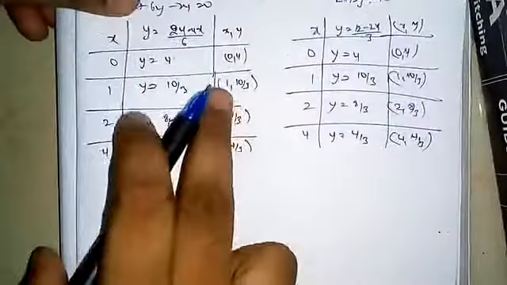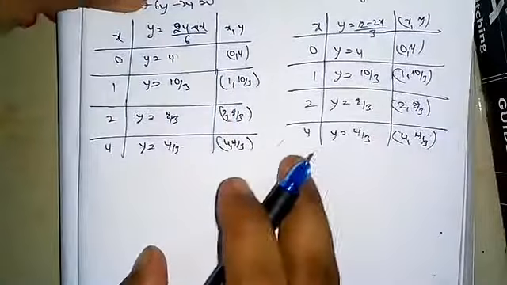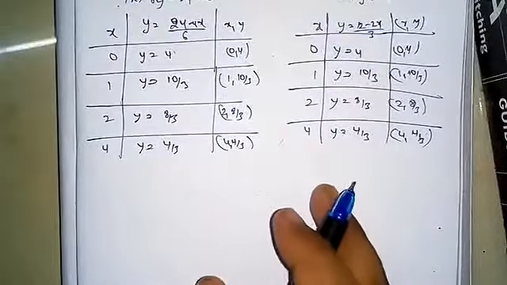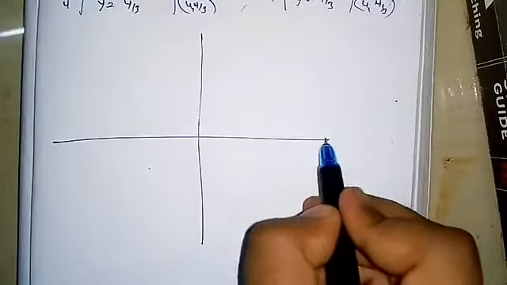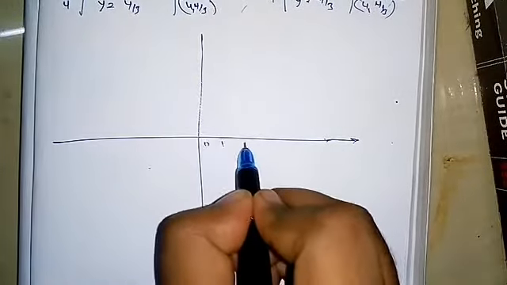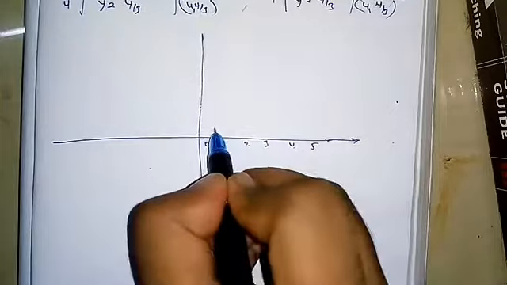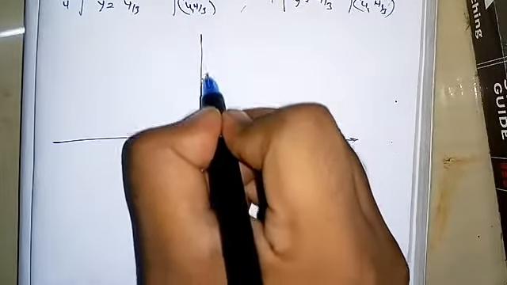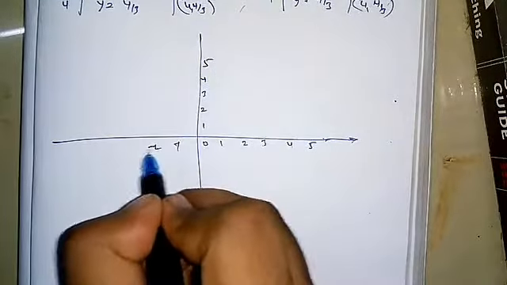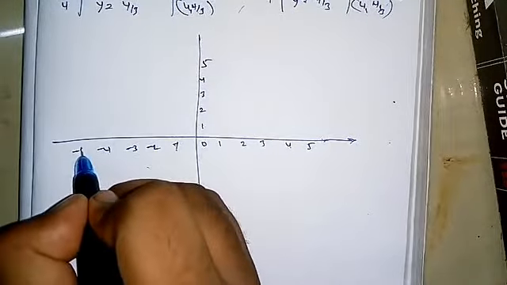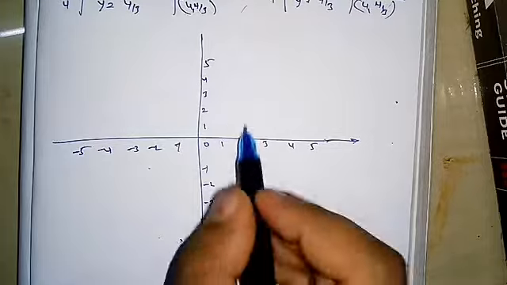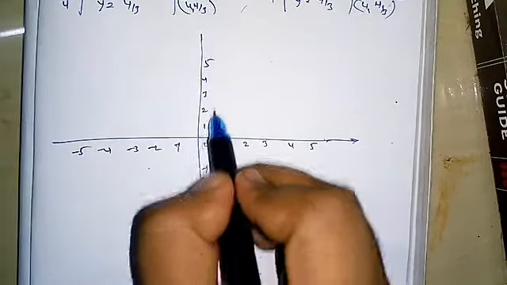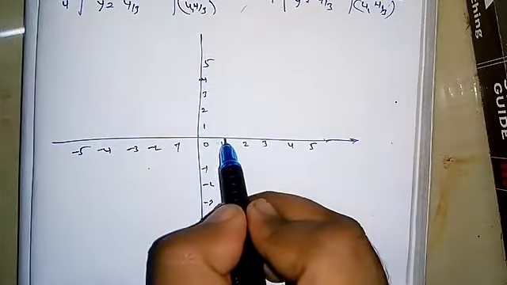If you observe, all these points are common, so there are infinitely many solutions for these two equations. Let's plot these points on graph. 0, 1, 2, 3, 4, 5, 1, 2, 3, 4, 5, minus 1, minus 2, minus 3, minus 4, minus 1, minus 2, minus 3, minus 4. First point is 0 comma 4 here. 1 comma 10 by 3.